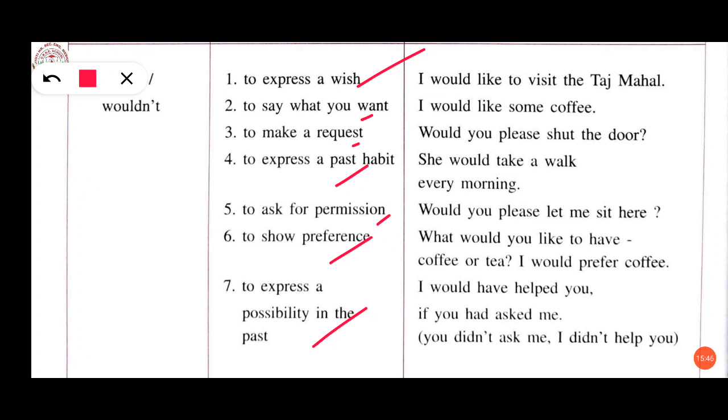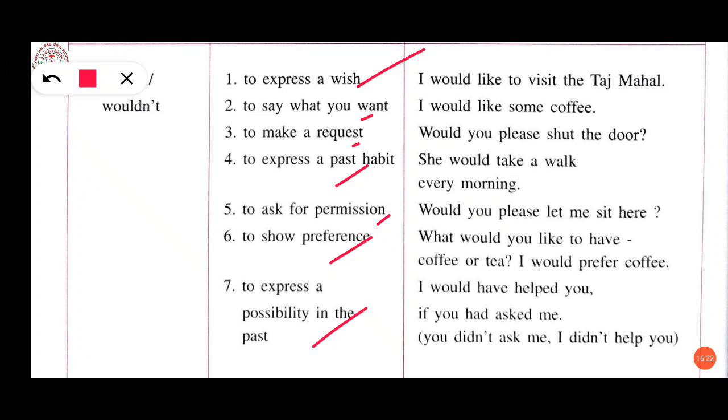Then fourth is to express a past habit. To express a past habit, it means she would take a walk every morning. To express a past habit, not present. She was doing that in the past, that she would take a walk every morning. Then fifth one, to ask for permission. That would you please let me sit here?